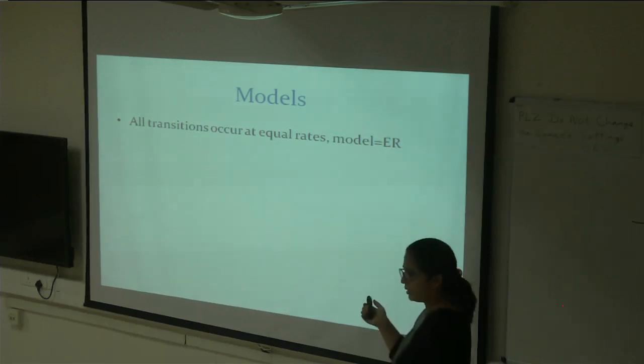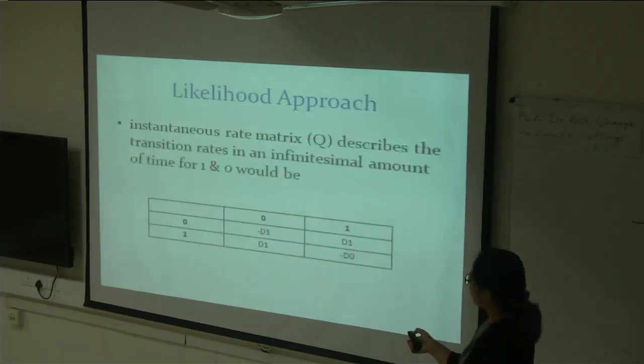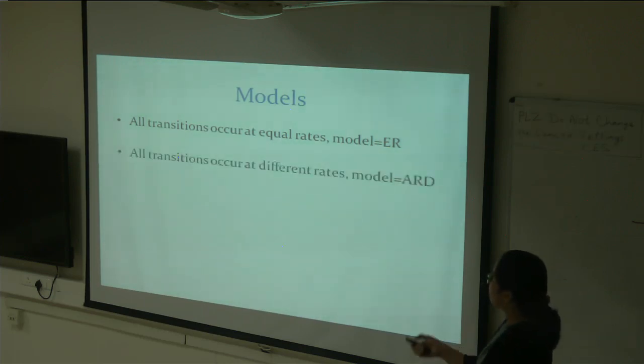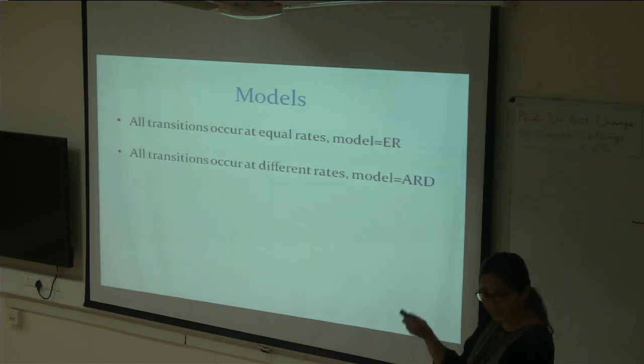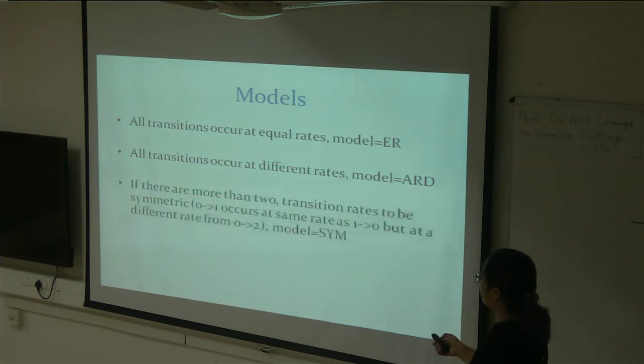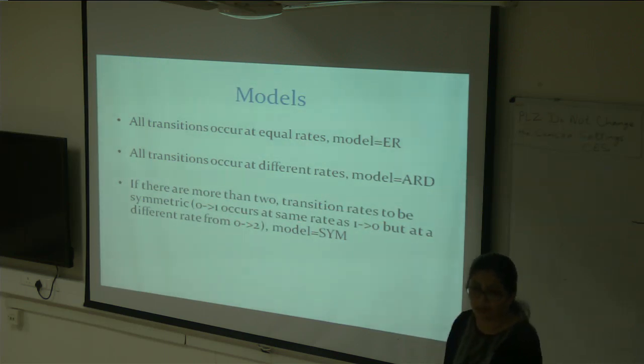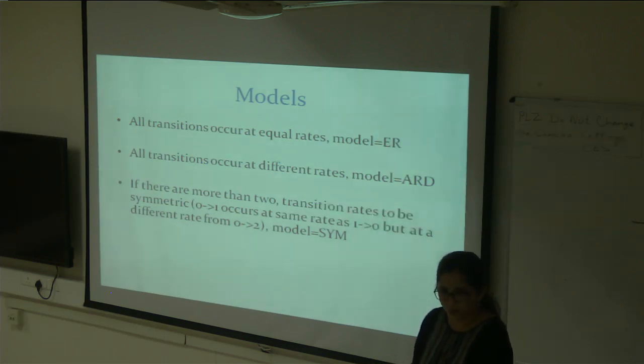So what are the different models we can think of? One is the equal rates model, where all transitions occur at equal rates. You could have all transitions occur at different rates, but for binary trait data it really doesn't matter. If you have more states, then all these things would matter. Or there is some kind of symmetry, like 0 to 1 occurring at the same rate as 1 to 0, but with a different rate from 0 to 2 or something like that. There is symmetry or asymmetry in your transitions, which you can also incorporate.